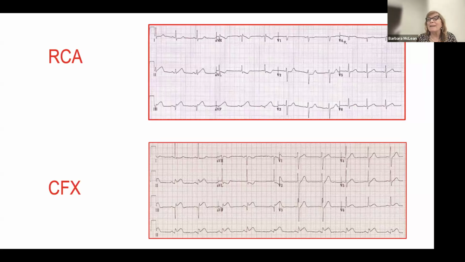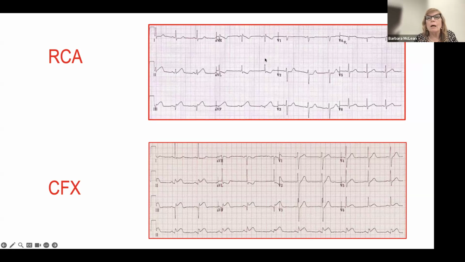So now we take a look at an EKG from an RCA occlusion. As you look at it quite quickly, you see ST segment elevation in lead 2, ST segment elevation in lead 3, and a little bit in AVF. But the most significant elevation is in lead 3. That's really important for us. Lead 2 is a little bit less, lead 3 is a little bit more, and I may have turned these upside down, but I don't think I did.